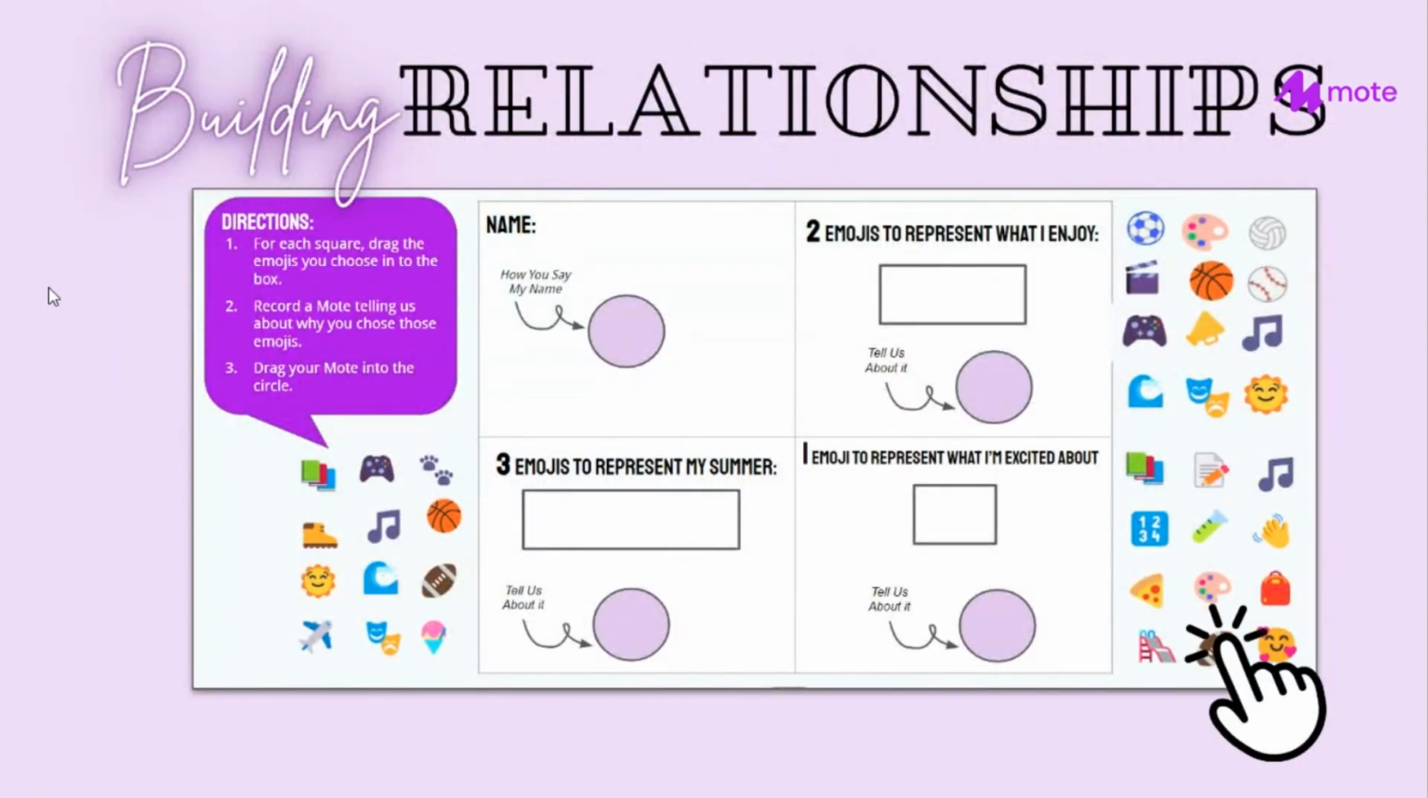So you can see, once again, they say their name. So you have that pronunciation. Two emojis to represent what they enjoy. So they drag those in, they use Mote to talk about it, and then they drag the Mote to that circle icon. You are more than welcome to customize this template by changing out emojis. Maybe the age of your kids is a little bit different, whatever you think that your students would like. You could even change the questions. But this is a template that you can take and customize. So feel free to grab a copy just by clicking on this image.